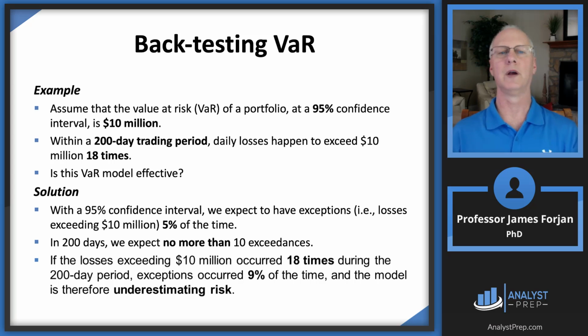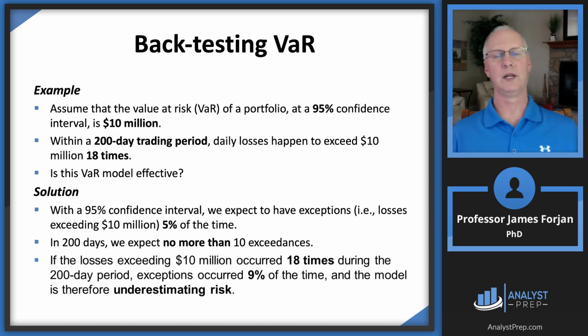Let's do a quick example here. $10 million value at risk of a portfolio. There's a 200 trading day period. Daily losses happen to exceed $10 million 18 times. Is the model effective? All right, so with a 95% confidence interval, we expect to have exceptions no more than 5% of the time, right? So what's 5% times 200? That's 10, right? So, boy, what do we have? 18. So 18 is greater than 10. So we've got these exceedances. So exceptions occurred 9% of the time. So the model is underestimating risk.